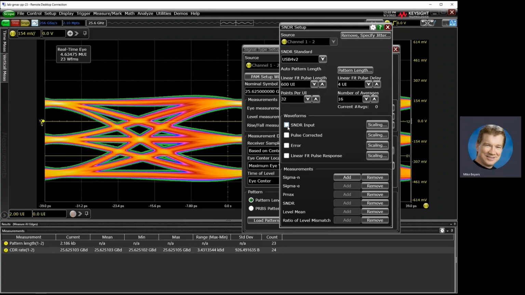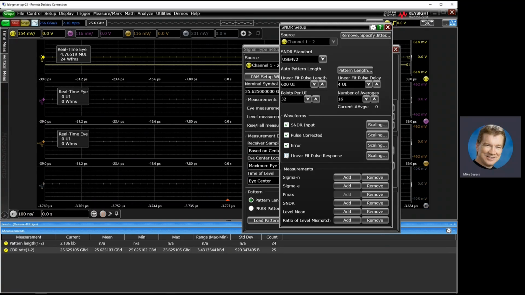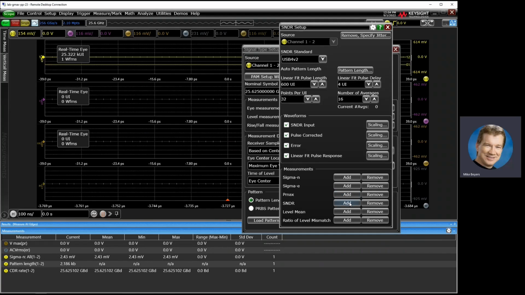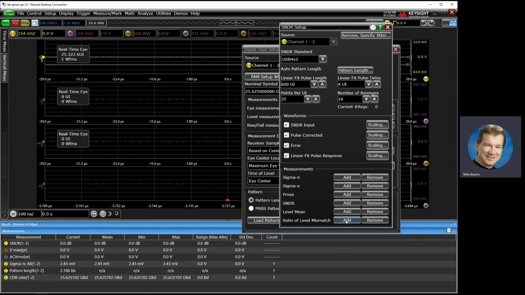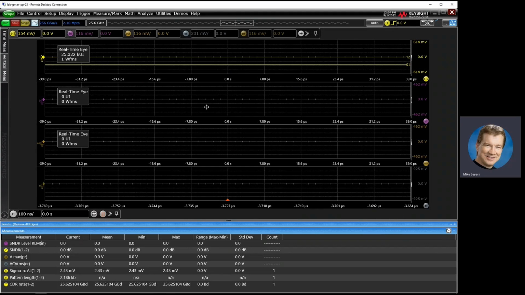So let's go ahead and add the waveforms, the SNDR input, the linear fit pulse response, et cetera, as well as add the measurements: sigma N, sigma E, Pmax, SNDR, and even RLM. And close these. Let the scope make the measurement.